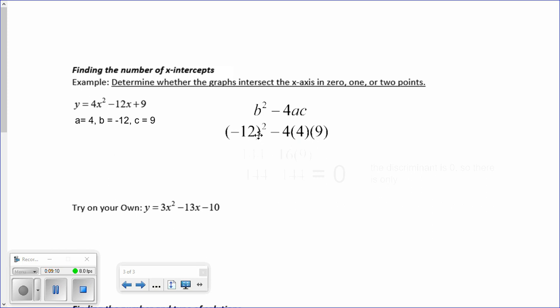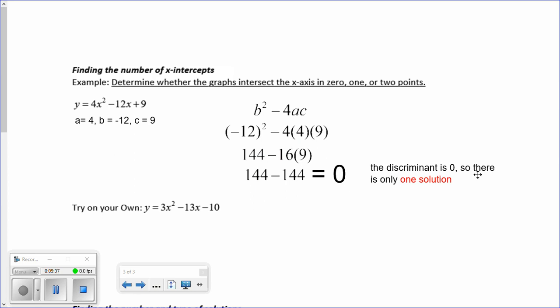Because if you just type -12 squared without parentheses, it's going to give you -144. But that's not really what it is. You're squaring the -12, not the 12 and making it negative. Okay? So -12 squared is actually 144. And then I did 4 times 4, it gave me 16. Now I'm going to do 16 times 9. I also get 144. So I get 144 minus 144. That equals 0. So because it equals 0, that means I only have one solution. Okay? It's just going to touch the axis.